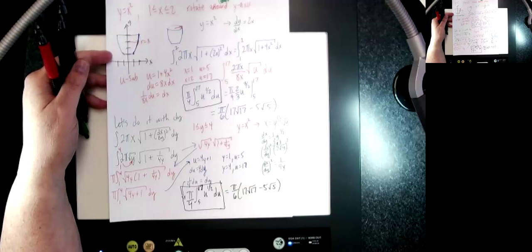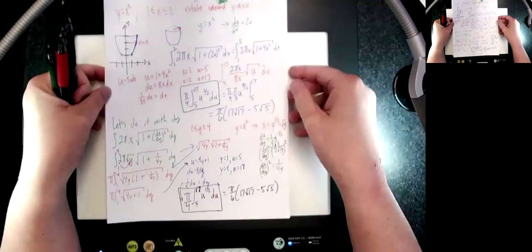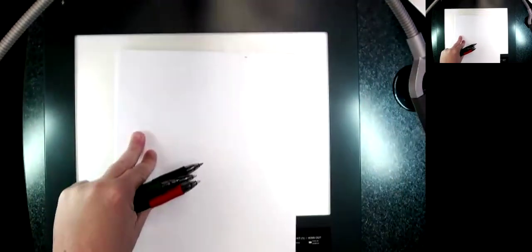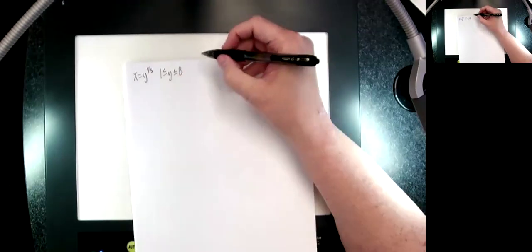You guys ready for another? All right. On the next one, we'll set it up both ways. If we, well, we'll check the first way. If we don't like it, we can set it up the other way. X equals y to the 1/3. We're going to do 1 is less than or equal to y, less than or equal to 8, and rotate about x.